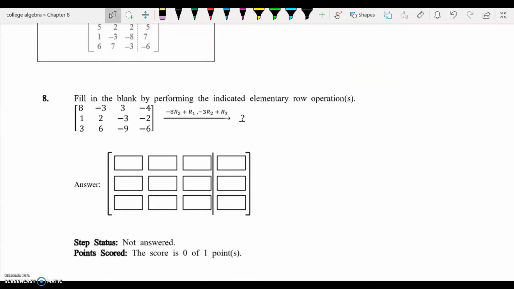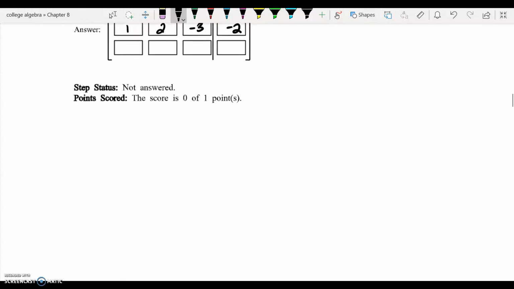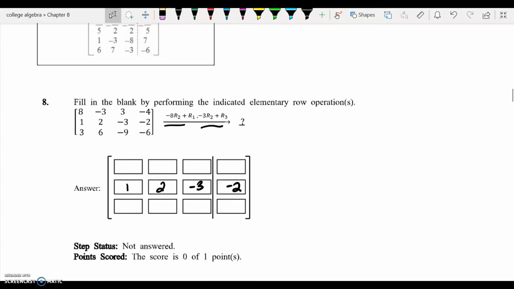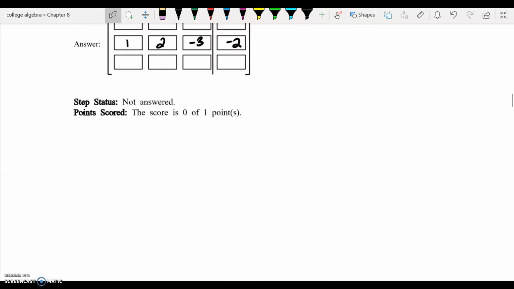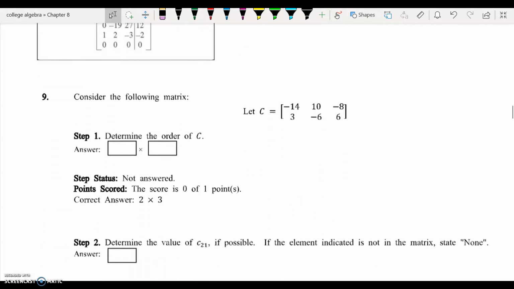Row operations, again, you're just going to do both the row operations it says to do. Notice row 2 is what you're multiplying both of them by, so row 2 is going to stay the same no matter what. So the first one you're going to do is multiply by -8, add to row 1, multiply by -3 and add to row 3, and then you're going to get your answer, which is down here. But notice row 2 is the one that stays the same because that's the one you're multiplying by.